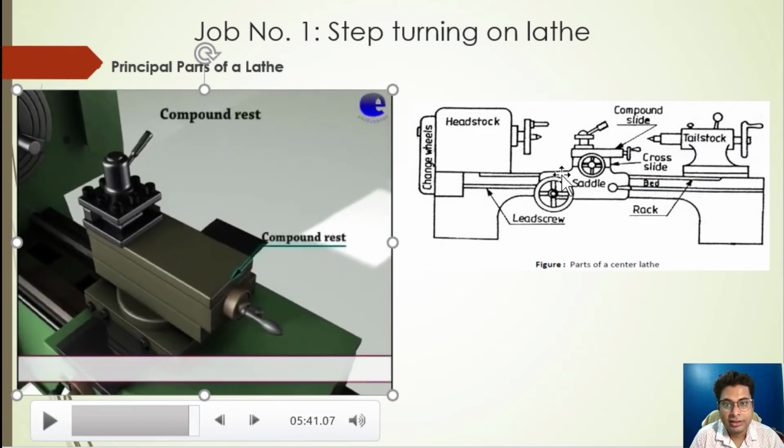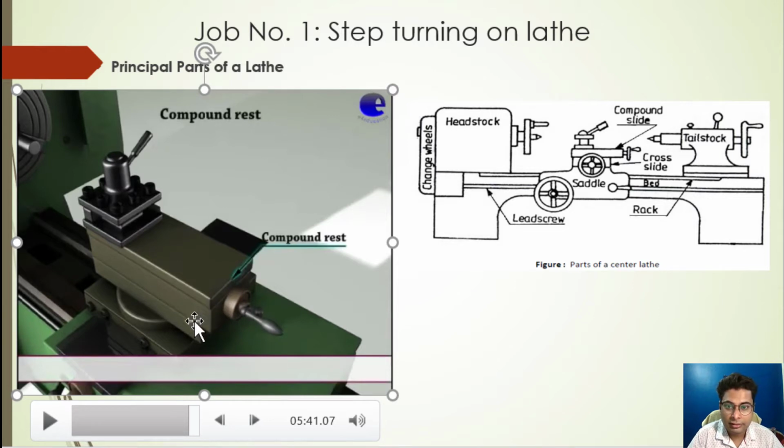This is the saddle. See, this is the compound rest. It is used for taper turning operation whenever we need to perform a turning operation where the angle generally varies, or we need to get a V-shaped end into the shaft.